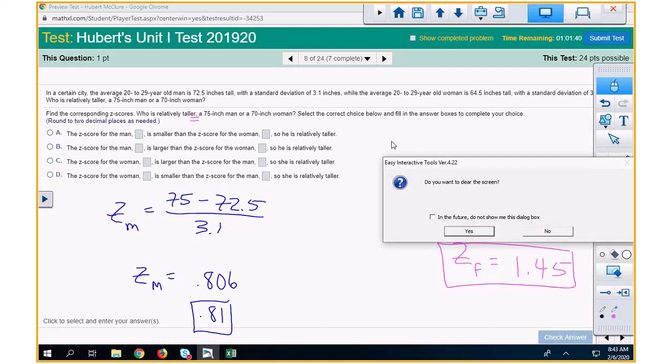So he is relatively taller than all. Yeah, A says he is relatively taller. Okay, well, we need one that says she is relatively taller. Okay, thank you.